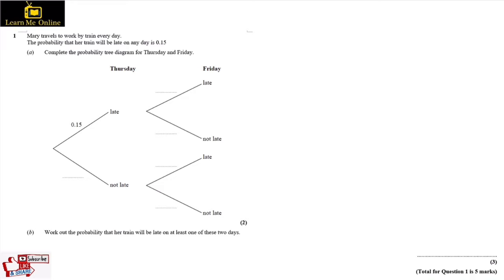Okay, I'm going to start with the first one. This says that Mary travels to work by train every day. The probability that her train will be late on any day is 0.15. So the probability of the train being late is 0.15.